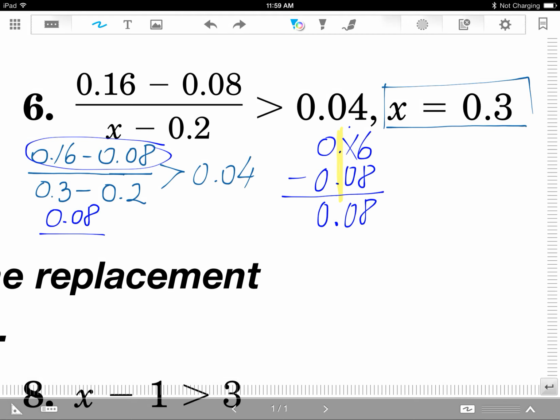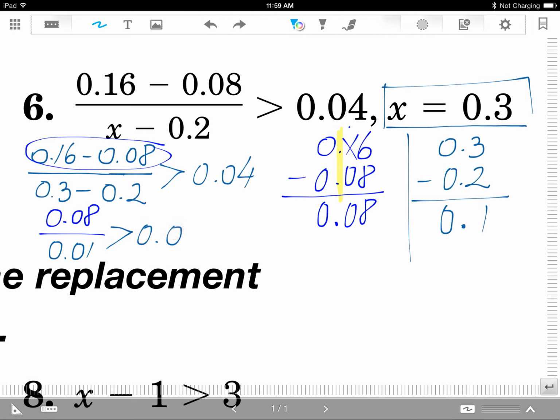Our denominator is 0.3, and from this I have to subtract 0.2. Good. As you can see, my decimal points are lined up. I'm going to subtract right to left. 2 out of 3 is 1. I'm bringing down my decimal point. 0 out of 0 is 0. So my bottom one is 0.01, right? The question here is this one greater than 0.04?